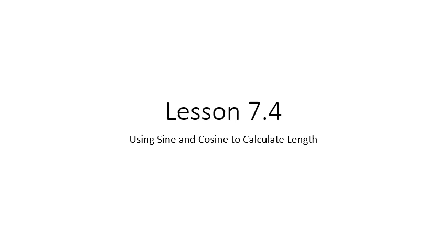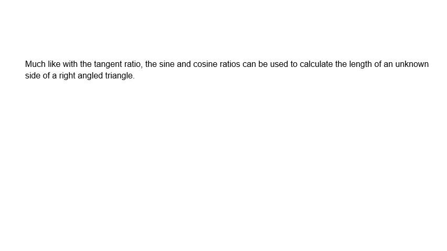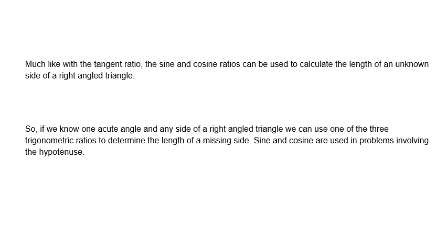Lesson 7.4, using sine and cosine to calculate length. Much like with the tangent ratio, the sine and cosine ratios can be used to calculate the length of an unknown side of a right triangle. So if we know one angle and any side of the right triangle, we can use one of the three trig ratios to determine the length of a missing side.